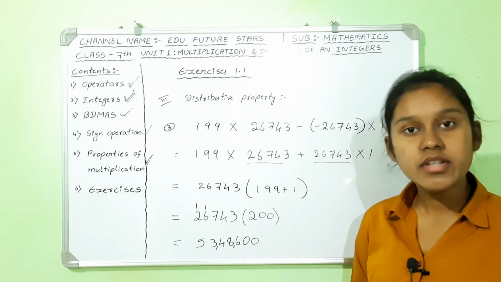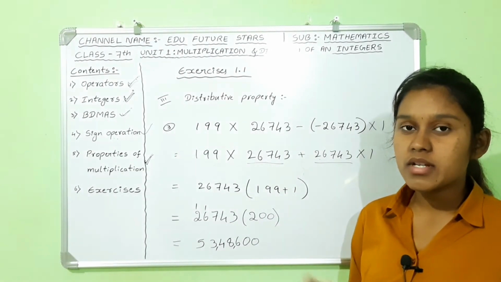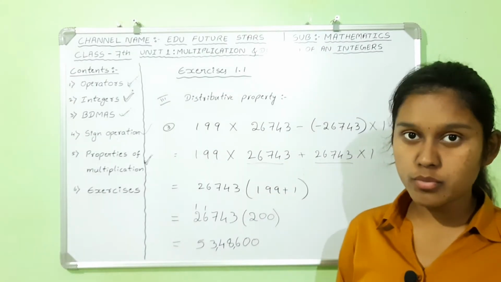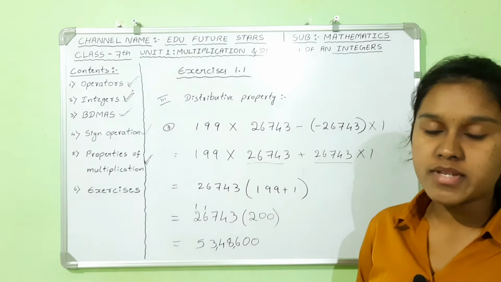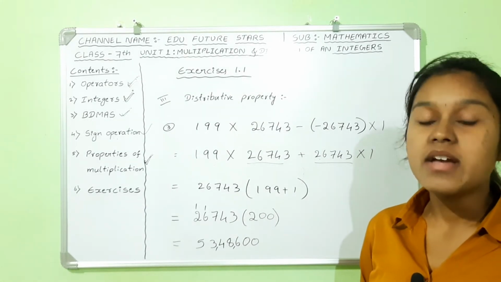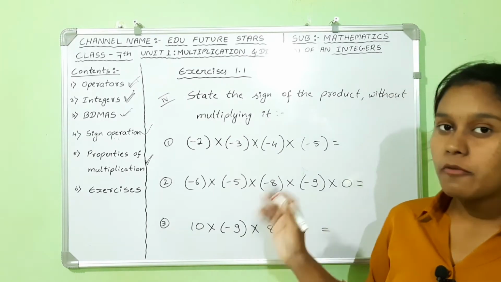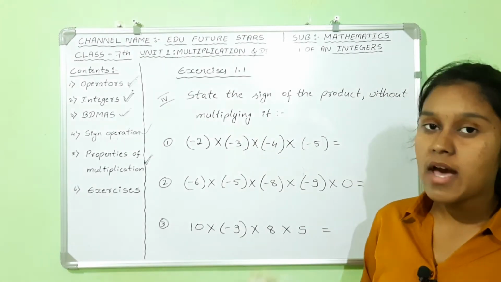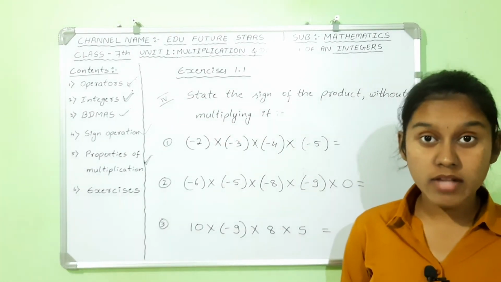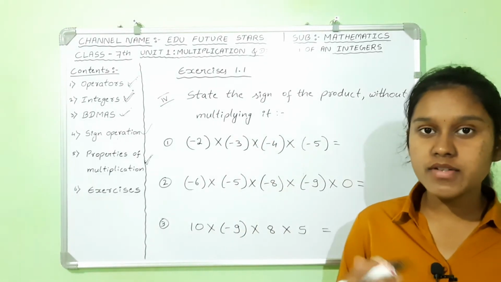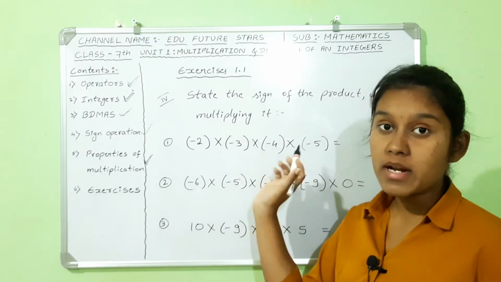Now we finished the third main. In the third main, they simply asked about the distributive property. We have to use the distributive property and solve the problem, simplifying. That's it. Okay friends, now let's move on to the fourth main. In the fourth main, they are asking us to state the sign, that too without multiplying the actual question. We have to state the sign. No need to do multiplication and all.